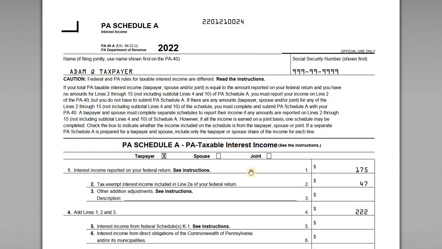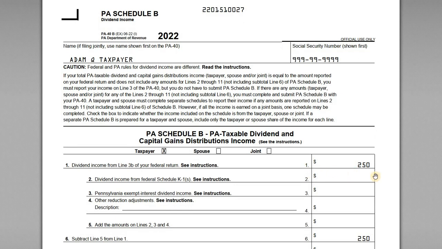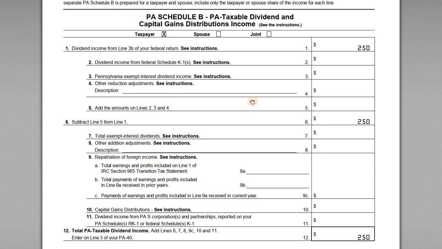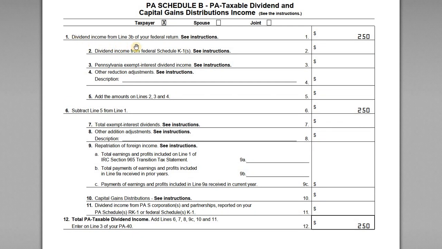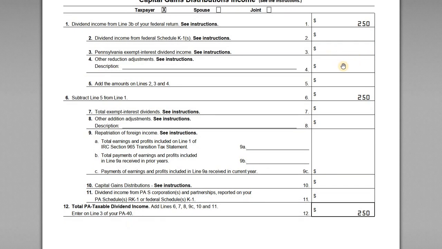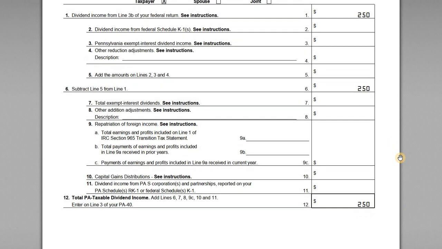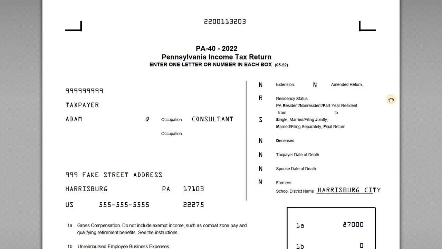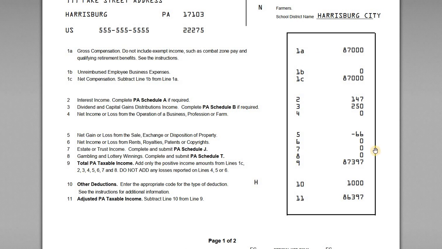Now, the Schedule B in this case isn't necessarily required because we don't have any adjustments, but we can see here we've completed it nevertheless. So we've got dividend income from line 3B, $250. We don't have any state federal adjustments. Right, a common one is exempt interest dividend income. So if you have exempt interest dividends that otherwise would or would not be subject to Pennsylvania taxes, you might have some adjustments there, but we don't have any unique adjustments related to our dividend income. So we just report the $250 as is.